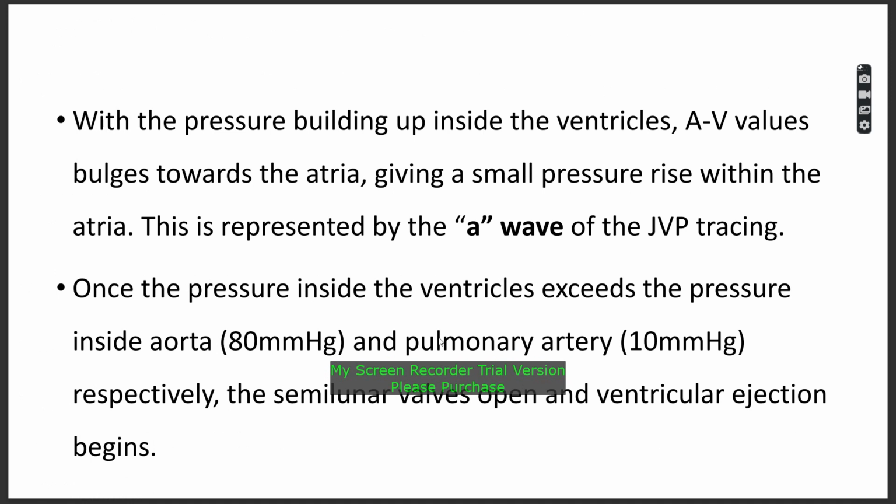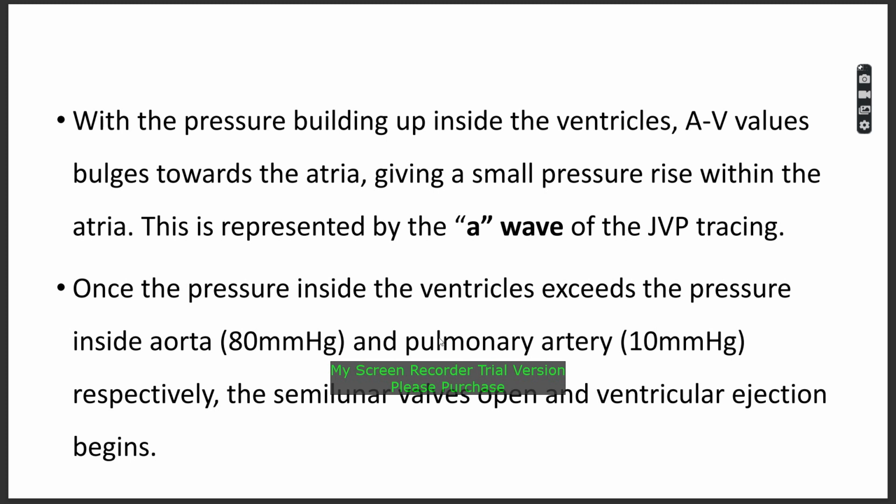With the pressure building up inside the ventricles, AV valves bulge towards atria, giving a small pressure rise within the atria. This is represented by the A wave of the JVP tracing. So when the pressure builds up inside the left ventricle, AV valves bulge towards the atria, giving a small pressure rise in the atria. This is represented by A wave of the JVP tracing.